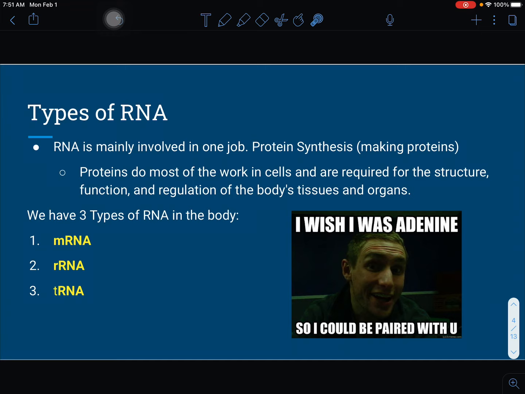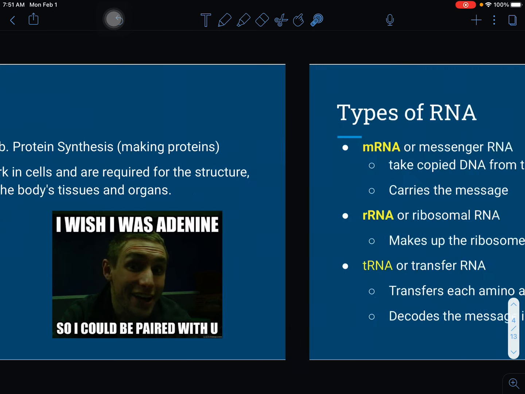We'll talk about the differences of those 3 types of RNA as we move forward. The 2 that we're going to be most concerned about are the mRNA and the tRNA, where rRNA is more the site, the place where it occurs.